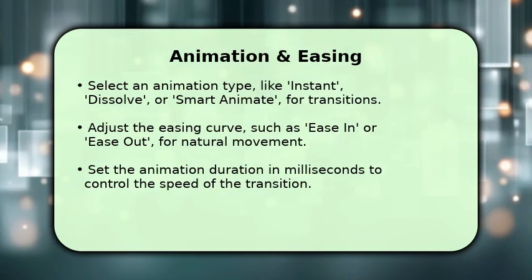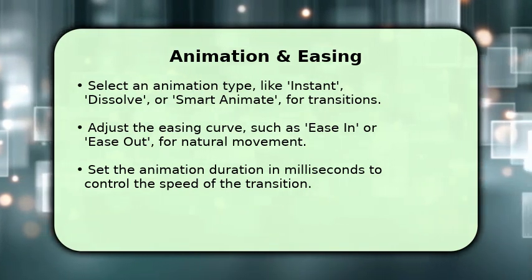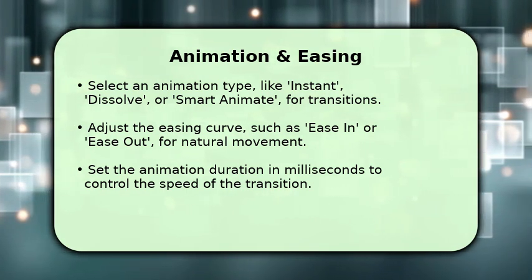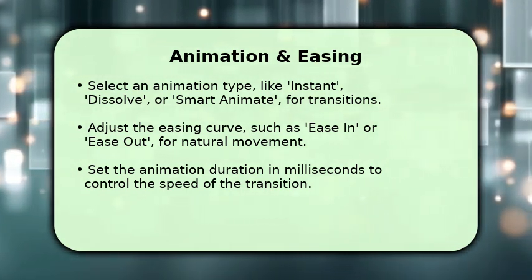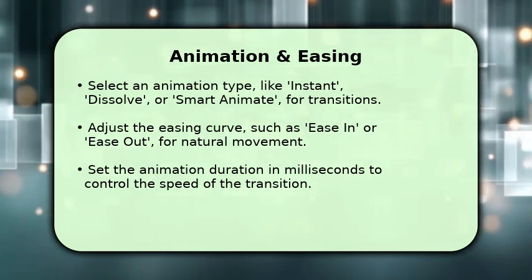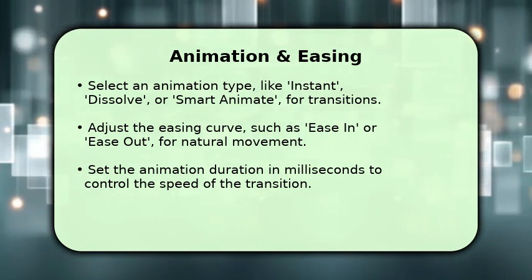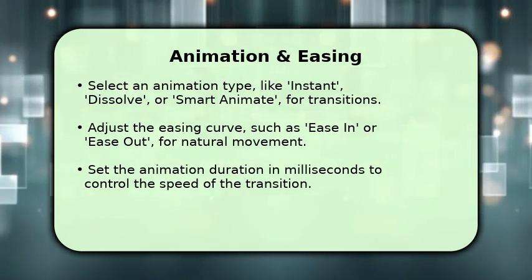To make your prototype feel polished, choose an animation type. Instant provides a quick jump, Dissolve offers a fade, and Smart Animate creates fluid transitions between similar layers. Experiment with different easing curves, like ease in or ease out, to control the acceleration and deceleration of your animations, making them feel more natural. You can also set a specific duration in milliseconds for each animation.